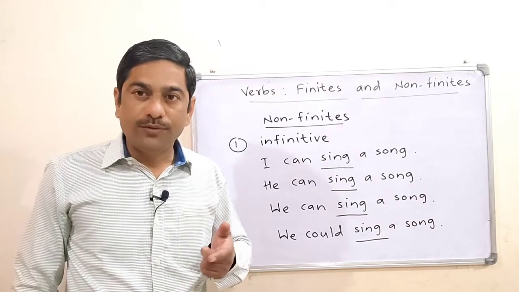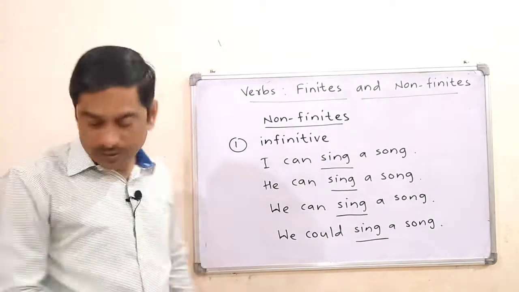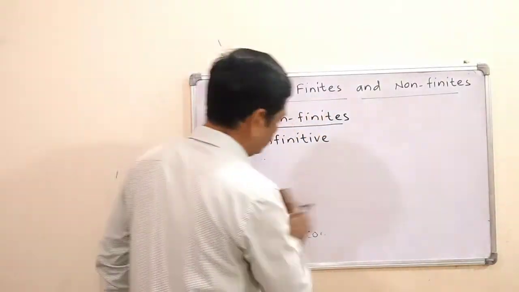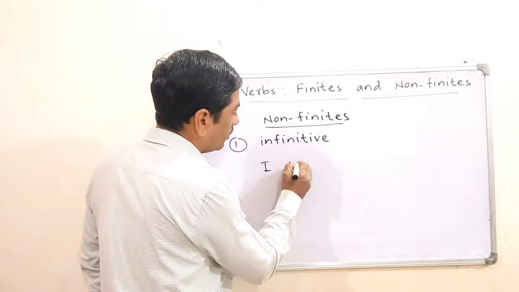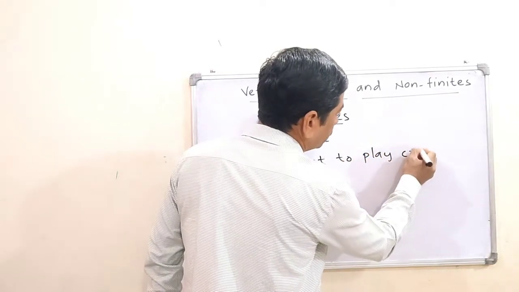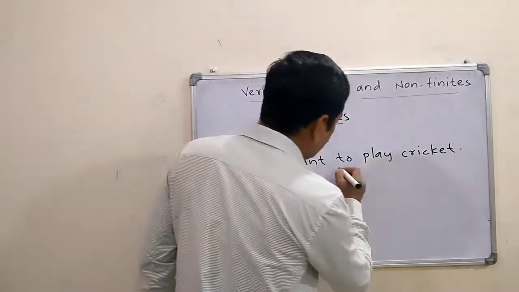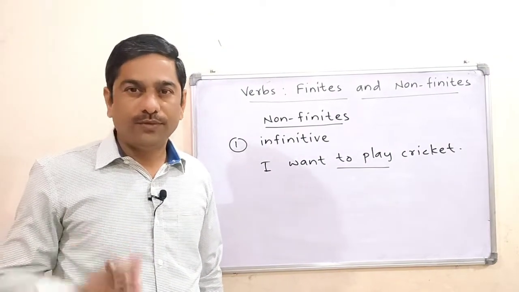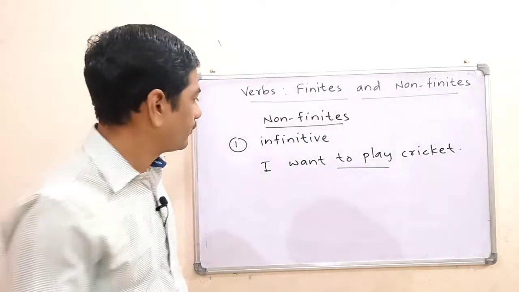There are some infinitives in which to comes first. So, infinitive with to. I will write here some sentences so that you will understand. I want to play cricket. In this sentence, to play is infinitive with to, or you can simply say infinitive.